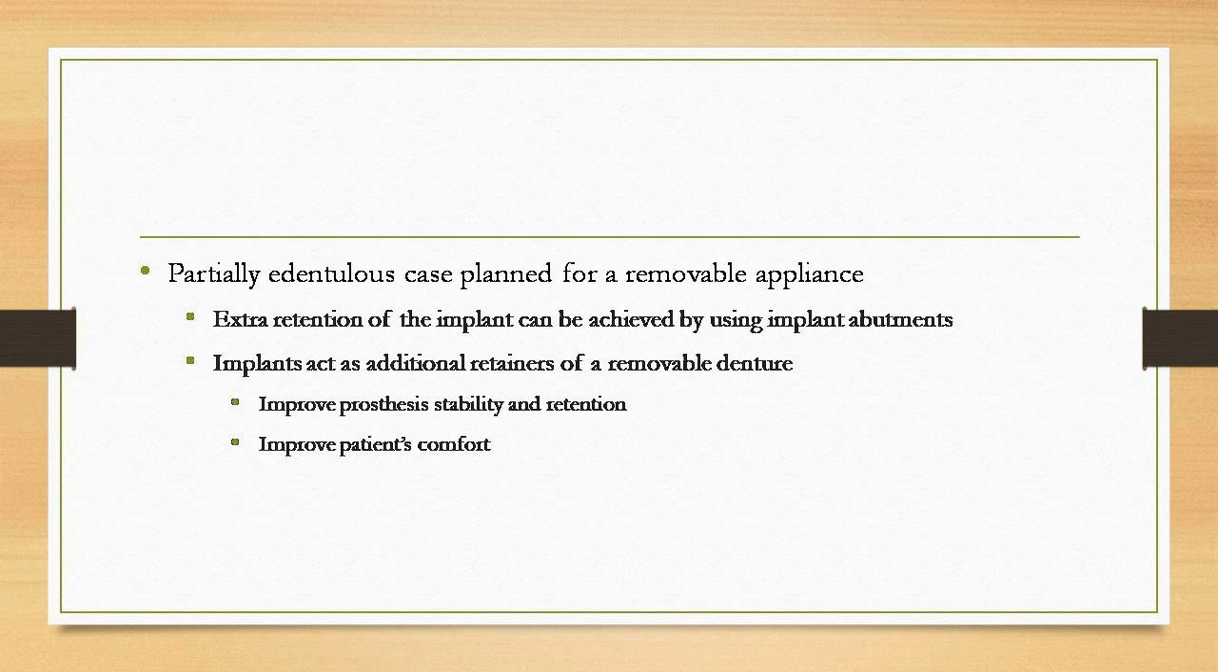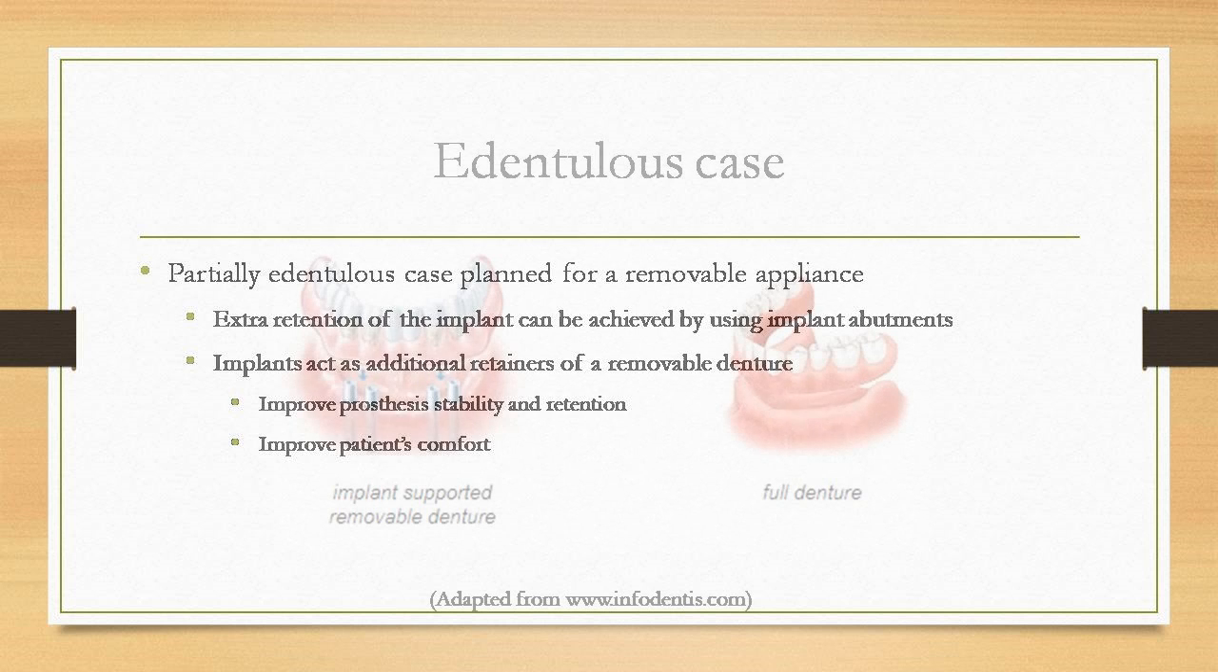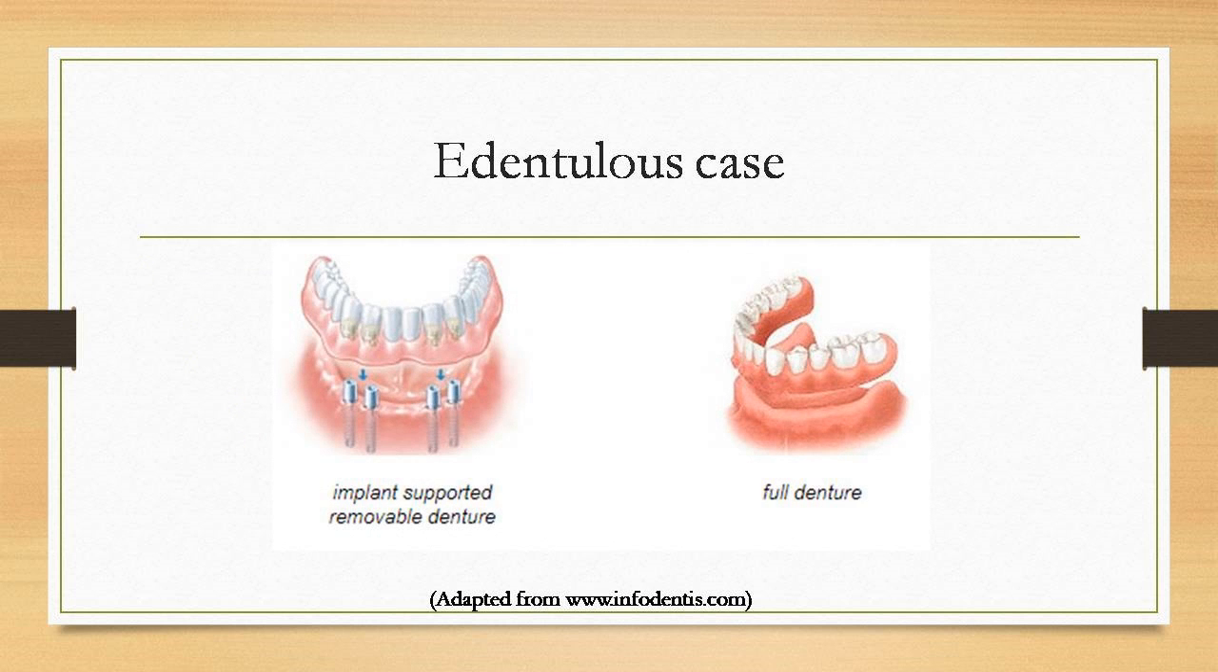In the partially edentulous case planned for a removable appliance, additional retention can be derived from implant abutments. Implants used as additional retainers of a removable denture prosthesis facilitate an increase in prosthesis stability and retention, and aid in enhancing the patient's comfort when the extension of the prosthesis bases can be reduced. Last but not least, dental implants are also indicated in the fully edentulous case.